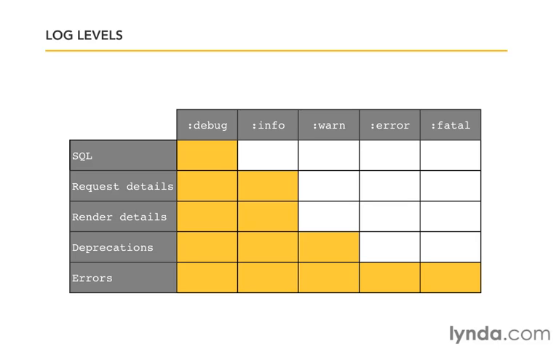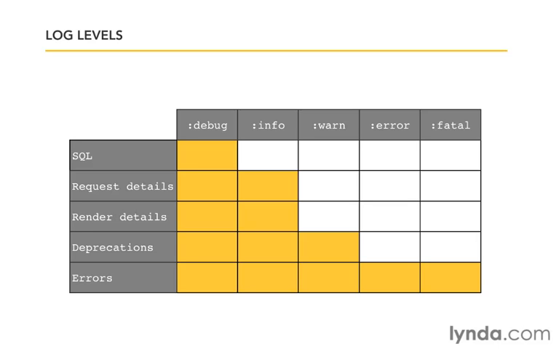The next option is warn, and I think that's a better option personally for production because it leaves off those request details and render details and only shows you when things go wrong and the deprecations. So it's up to you whether you want to log every single bit of activity that comes into the server or only when things go wrong.